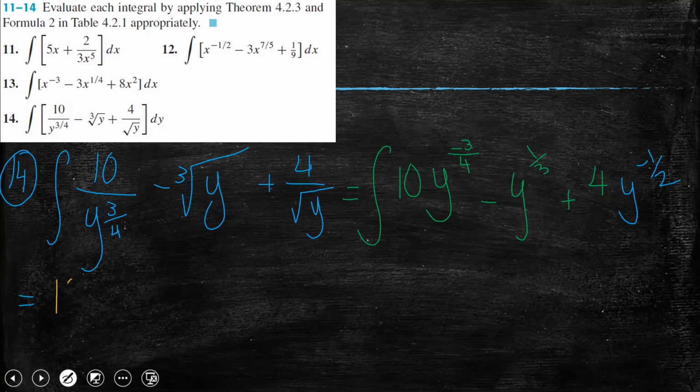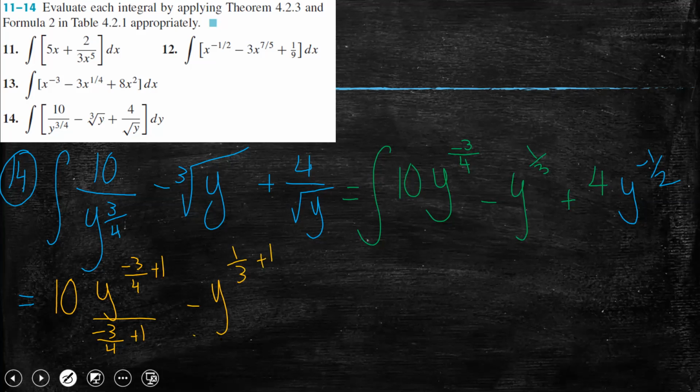10y. Here you have negative 3 over 4 plus 1 over negative 3 over 4 plus 1, minus y to the power third plus 1 over third plus 1, plus 4y to the power negative half plus 1 over negative half plus 1, plus c.